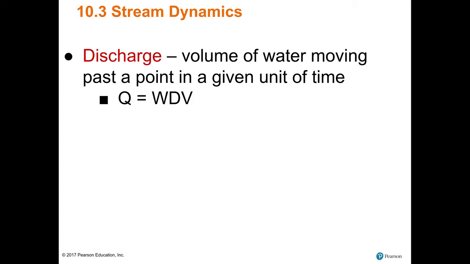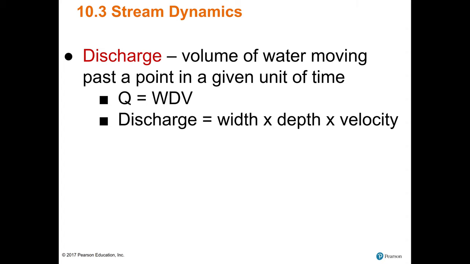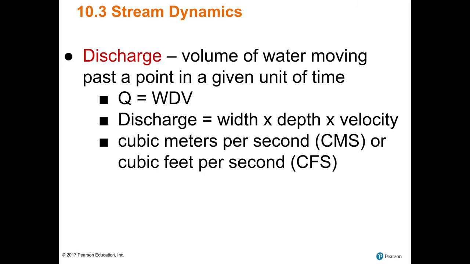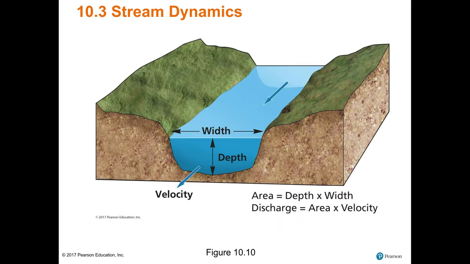The equation for discharge, and we'll look at it later when we talk about flooding: Q is the variable that represents discharge. Discharge equals width times depth times velocity. Discharge equals the width of the stream times the depth of the stream times how fast that stream is flowing. So you have the formula for discharge. Cubic meters per second, CMS, in the rest of the world, cubic feet per second in the United States. So again, width times depth times velocity, Q equals WDV.